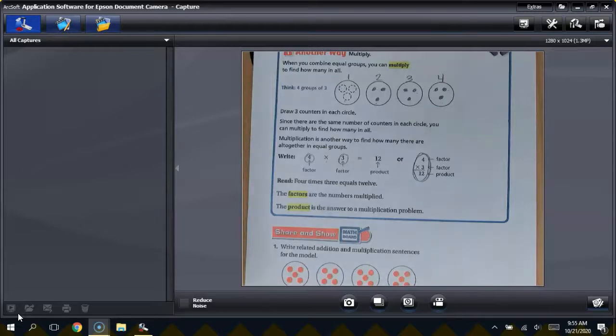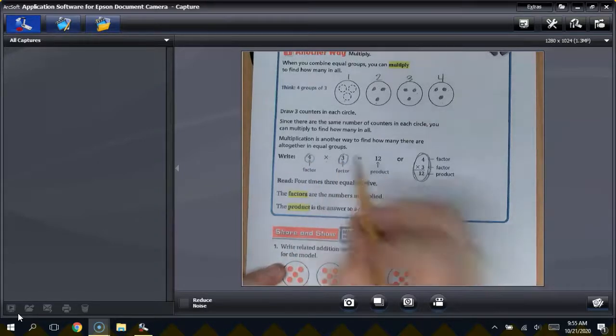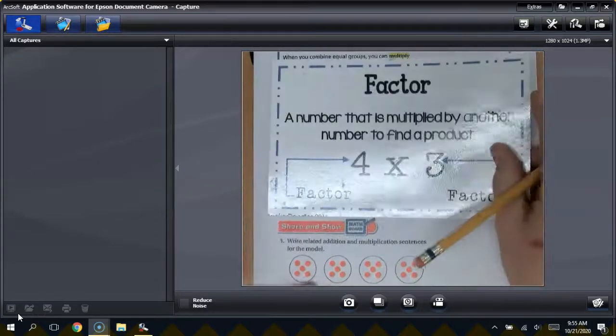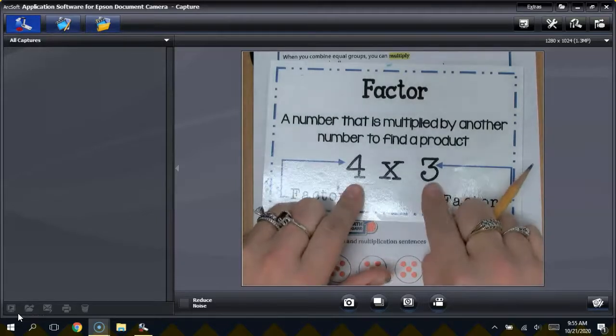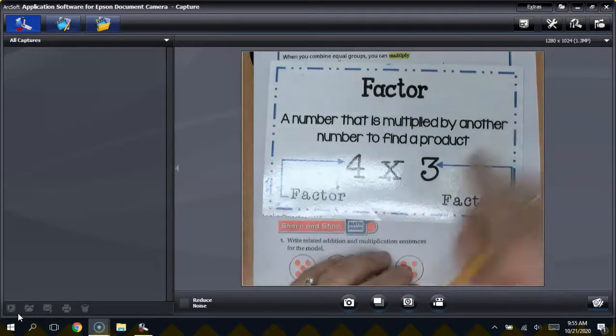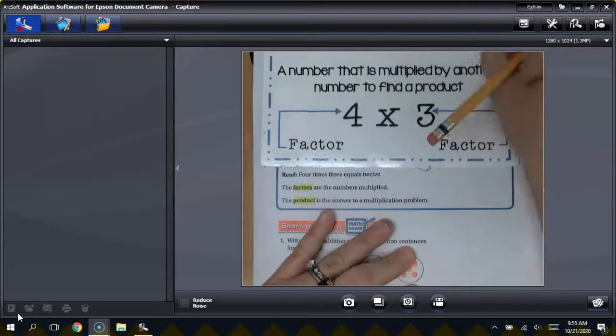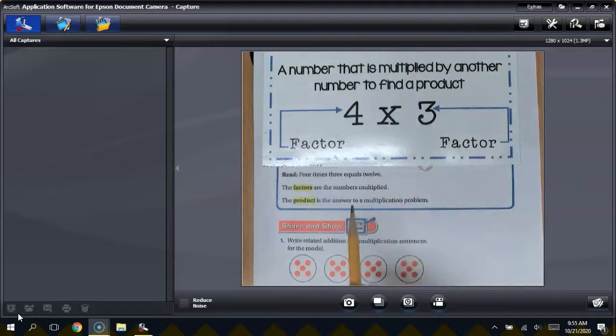Boys and girls, you can see that they have these words written under these numbers. Well, this 4 and this 3, we call them factors. A factor is a number that is multiplied by another number to find a product. So the numbers we multiply are called factors. So 4 is a factor and 3 is a factor.